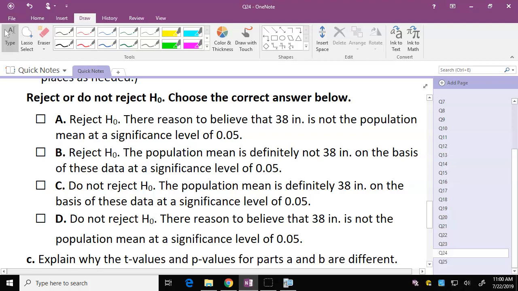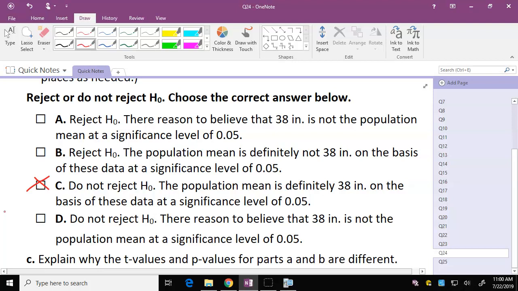It's not going to be D. It's got to be C, same reason as what we had above. If you look at D, they kind of trick you a little bit. It says their reason to believe that 38 inches. So it's kind of saying believe in the 38 inches, but if you read a little bit further, it's not the population mean. So you've got to be careful. Make sure you read the entire choice.